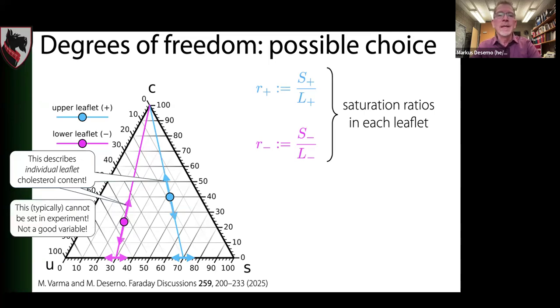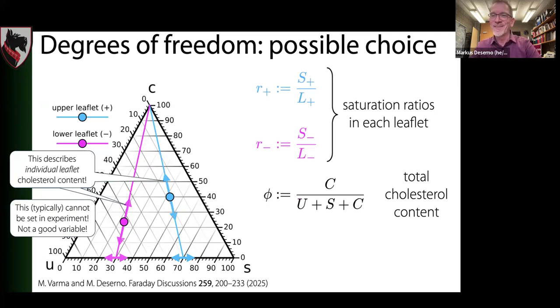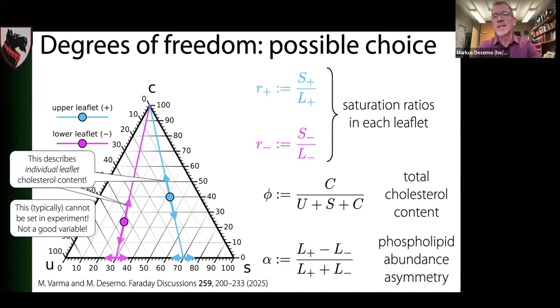And what's controllable is the total amount of cholesterol in your system. So let's say the cholesterol content among all the saturated, unsaturated, and cholesterol lipids. This is something I can control: how much do I pour into my system? So that's another degree of freedom. And the fourth one had better be the non-compositional one. It's that abundance asymmetry. So now I have 4 degrees of freedom, which can describe this system.